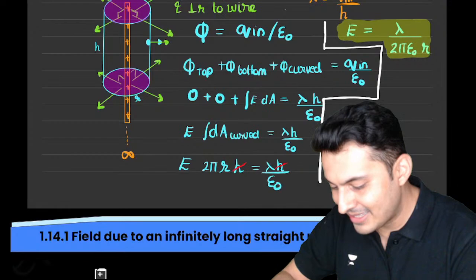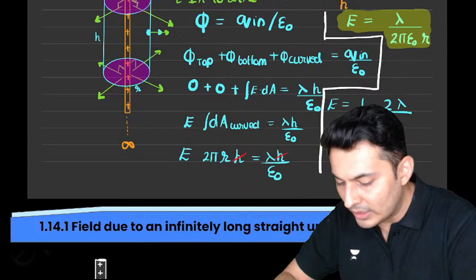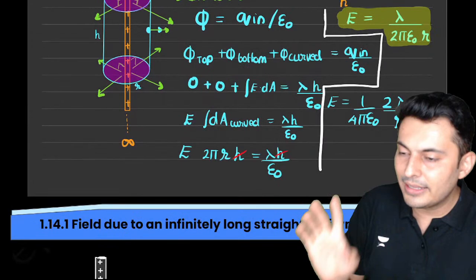You derive. Oh, by the way, if you want to write it in 4 pi epsilon naught, you can always write it as 1 by 4 pi epsilon naught. But then you'll have to put 2 lambda on the top divided by r. That is also valid. This is also valid, guys. If you want to put 1 by 4 pi epsilon naught, then you have to multiply by 2. Only then the equality will be maintained. Else it will not be equal.